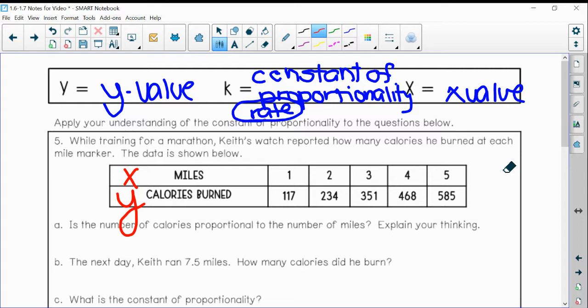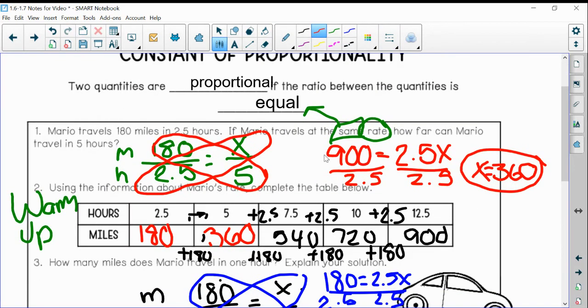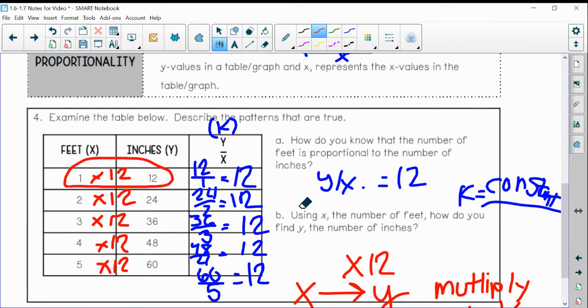How do I get from 1 to 117? Times 117. How do I get from 2 to 234? Times 117. How do I get from 3 to 351? Times 117. How do I get from 4 to 468? Times 117. How do I get from 5 to 585? Times 117. So that's true. What else did we see when we looked at this? Think about it.